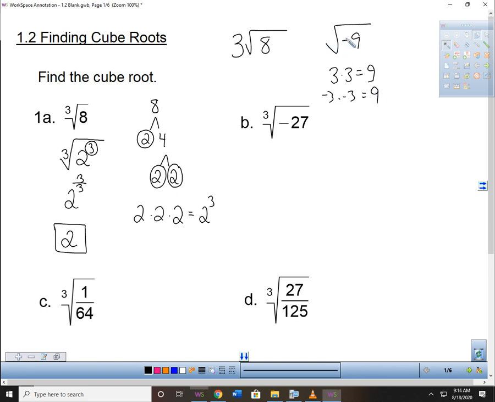You can't even root a negative number. It doesn't work. Okay, but you can odd root a negative number, and your answer comes out to be negative. So when you see a negative underneath that odd root, then in the end, your answer is going to be negative. Okay, so I'm just going to drop that down and remember that my answer is negative, and I'm going to focus on the 27.